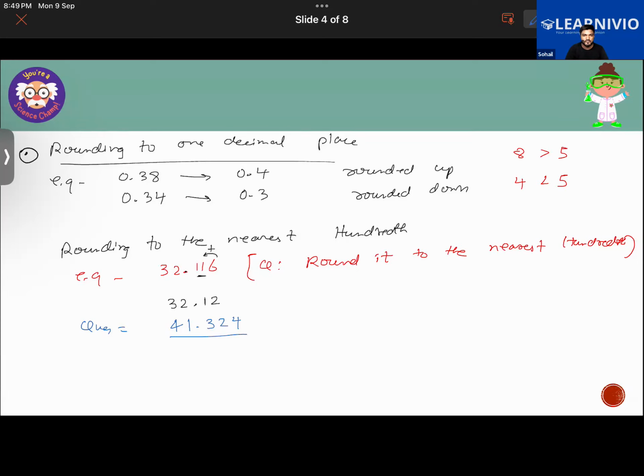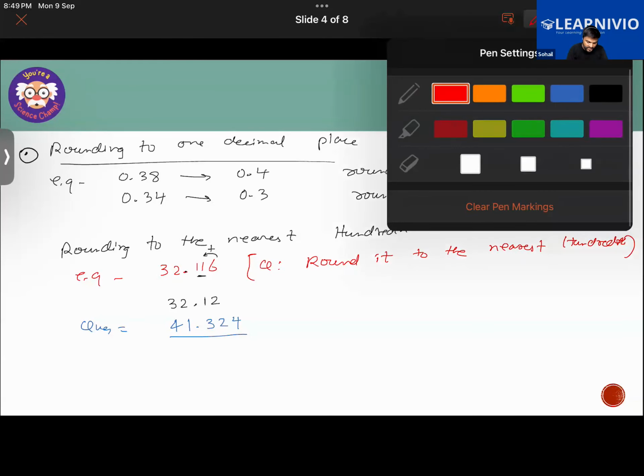The answer is 41.3. No, that's not correct. 41.31. No, that's not correct. What do you have to do? 41.32. Okay, pay attention here, Sumaya and Habib.